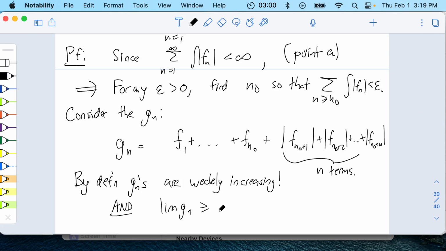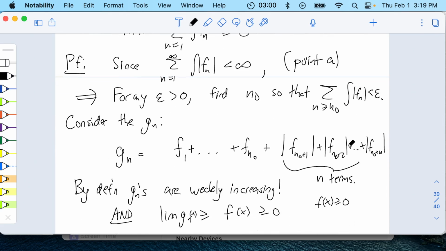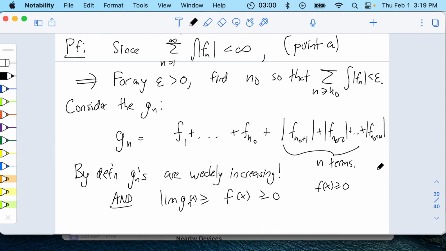Why is it greater than 0? Oh, yeah, okay. The limit of the g_n's is greater than or equal to f, which is greater than 0. And that's because f of x is greater than 0. It was one of the hypotheses. So the g_n's are a weakly increasing sequence of functions whose limit is eventually positive.